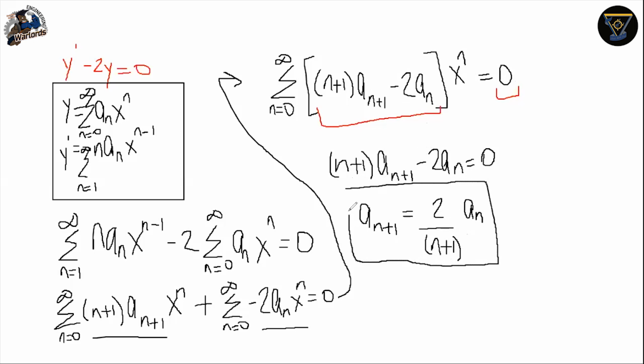So we say a to the n plus 1 is equal to 2 over n plus 1 a to the n. All right, so we're almost finished now. What we need to do next is create a table, right? So I'm going to go to a new sheet. So we're going to create a table.